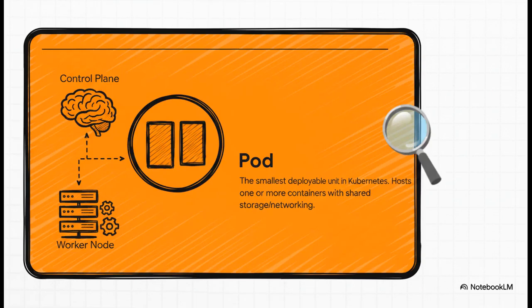But hold on, before we dive deeper into the brains and the brawn, we've got to talk about the one thing they both really care about, the pod. A pod is the smallest, most fundamental building block in Kubernetes. Just think of it as the basic work order. It's basically a wrapper around one or more of your application containers, and literally everything the control plane manages and everything the worker nodes run, it all comes down to these pods.